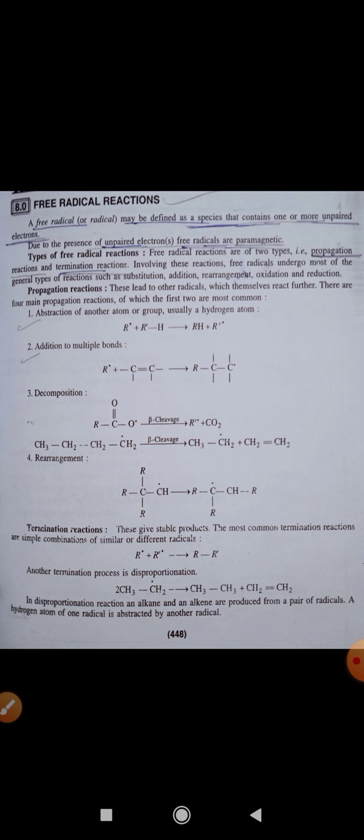Actually, free radicals are formed by homolytic fission. The homolytic fission means a cleavage or breaking of the bond between the two atoms by sharing the bonded electrons equally. When the breaking of the bond takes place, the bonding electrons, that means two electrons, are shared by both the atoms equally. That means one electron is shown on the head of the free radical.